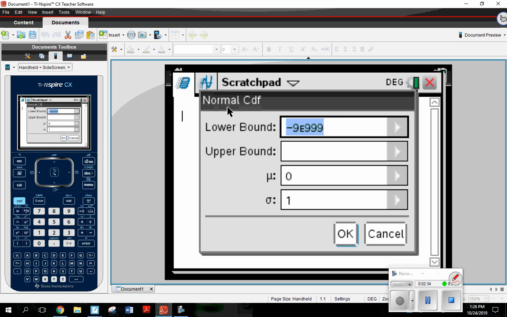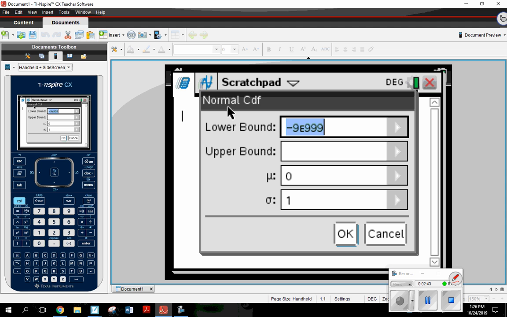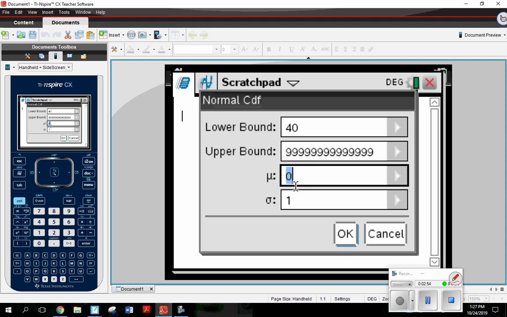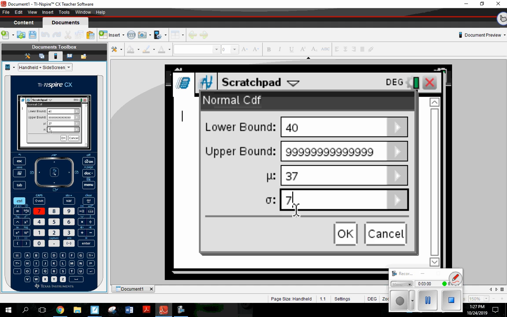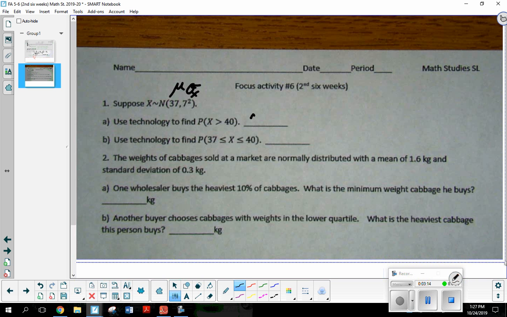Now, you want to go ahead and put in a lower bound and upper bound. On this particular problem, we wanted it greater than 40. So that is my lower boundary. So what do I put for an upper? Remember, that's just 99999 all the way across. Let me fill in a lot of 9s there. That should be enough. And then my mean was 37, and my standard deviation was 7. Now I click enter. And it looks like I have about 33.4%.